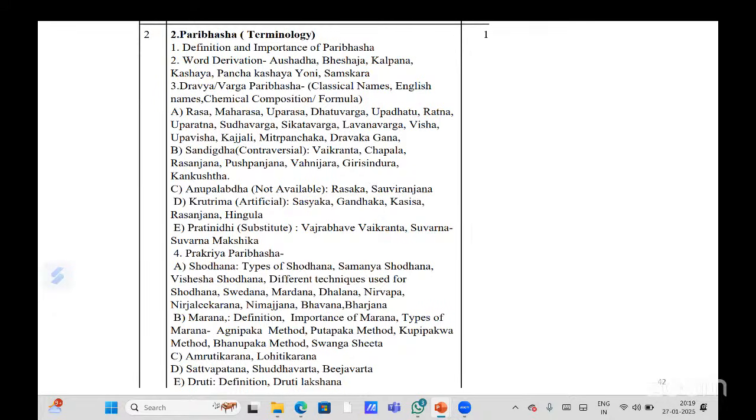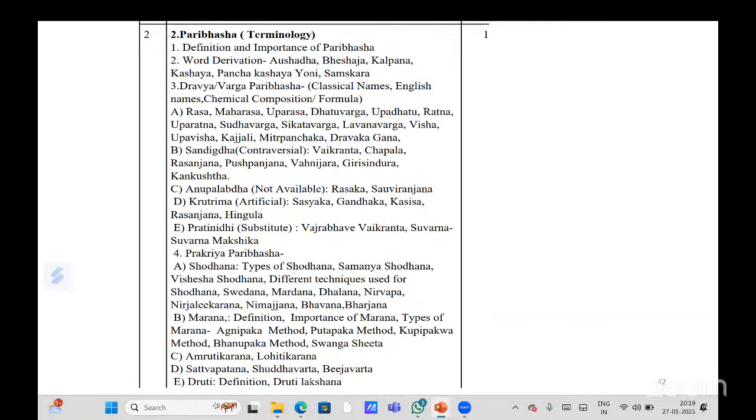Rasa, Maharasa, Uparatna, Sudhavargiya, Sikatavargiya, Lavana, Visha, Upavisha, Kajjali, Mitra Panchaka, Dravakagana, etc. And some controversial drugs, like Vaikranta, Chapala, Rasanjanam, Pushpanjana, Vanhijara, Girishindura, etc. So these are some points.